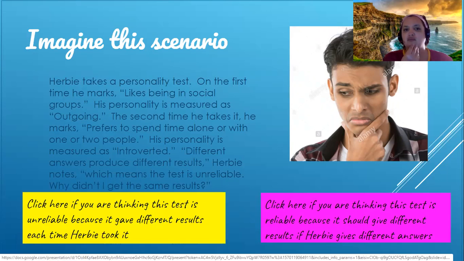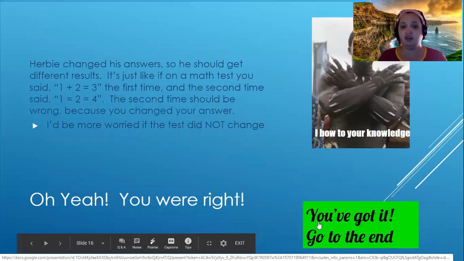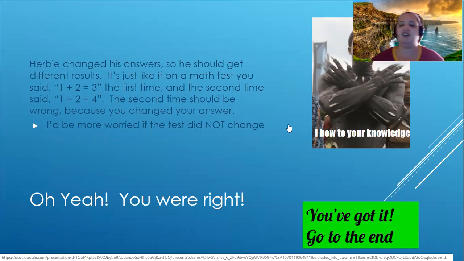Well, I mean, he changed his answers, right? We wouldn't want to get the exact same answer. I mean, likes being in social groups, that's different from prefers to spend time alone or with 1 or 2 people. So that should be measured differently. So I'm going to go with the pink one again. Woohoo! We got it. Yes. And we have Black Panther bowing to our knowledge.